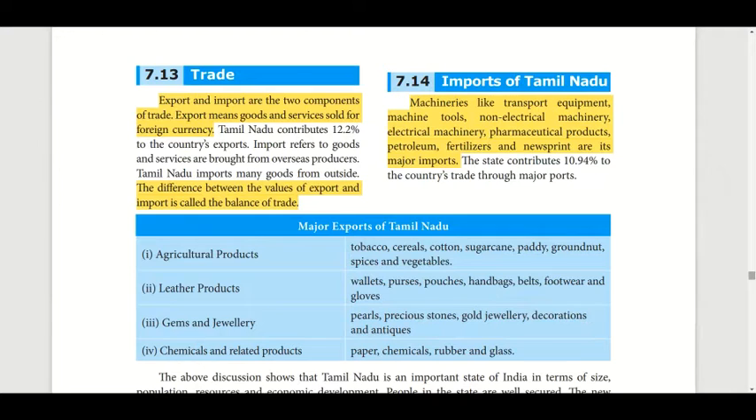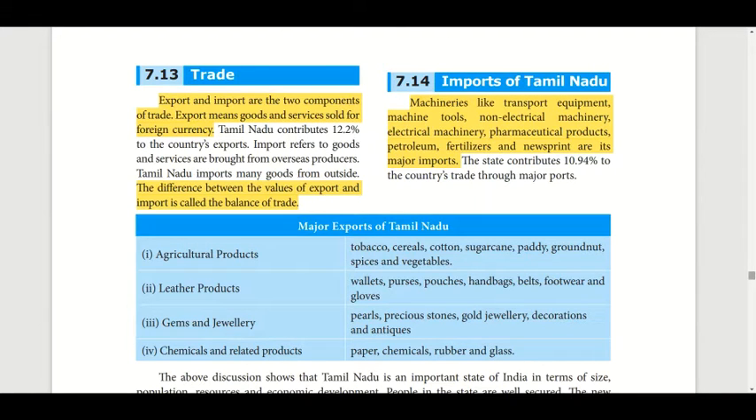Next, coming to trade. There are two important components. What are they? One is export, another one is import. If we have more in number, we have to export to other countries. Import in the sense, if we have scarcity, we get from other countries. In lower classes you might have studied imports, exports, etc. Now we are going to see the difference between the values of export and import. That is balance of trade. Suppose, for example, export is 50% and import is 50%. That is considered as balance of trade. Is it clear, ma?